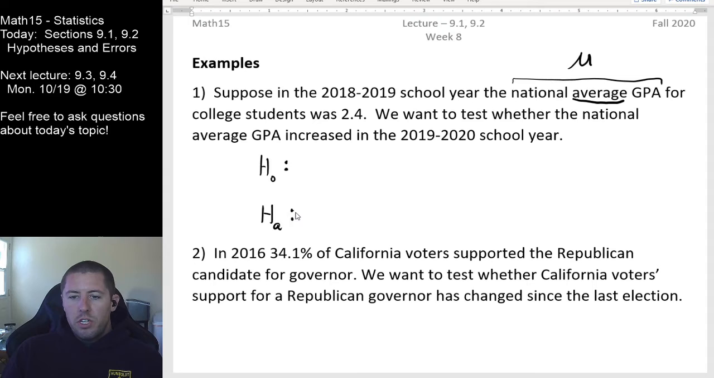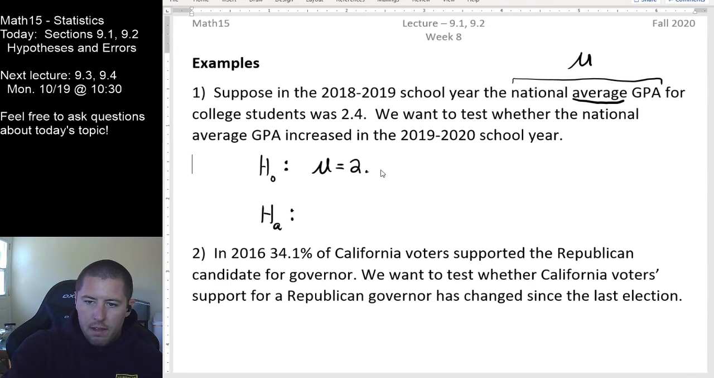So if there was no change between the 2018-2019 and the 2019-2020 school year, then it would still be the case that our population average, mu, would still be 2.4. So my null hypothesis is a statement about a population parameter. Oops, that's not 2.5, 2.4. Right, so our null hypothesis is the statement of no change.